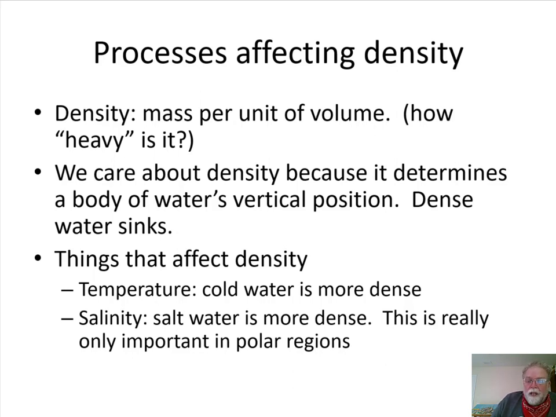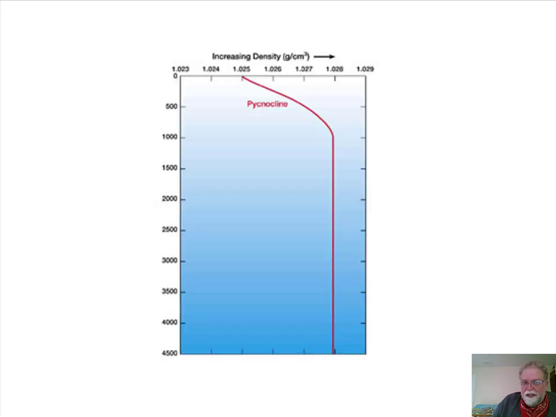Now, here's the oceanographer's version of density with depth. Notice the scale. We're not talking about huge differences in density. We're talking about the difference between 1.023 and 1.029. It's not huge, but it's there. And you can see that as you go down, the density tends to go up.